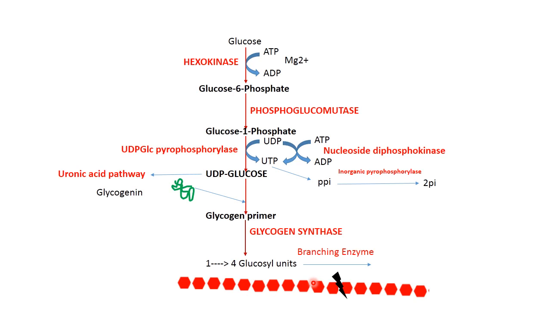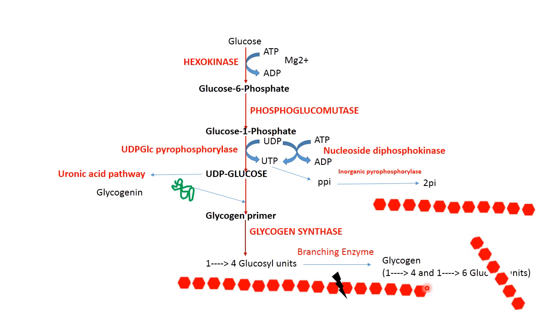Now what happens? The branching enzyme will act and the glycogen will form. Then glycogen synthase acts again, and this part is trimmed off. Again the further residues will start adding here or here, and the glycogen molecule will grow. So the steps of glycogen synthase and branching will be repeated many times and we will get the branched glycogen molecule with the glycogenin protein at its core.